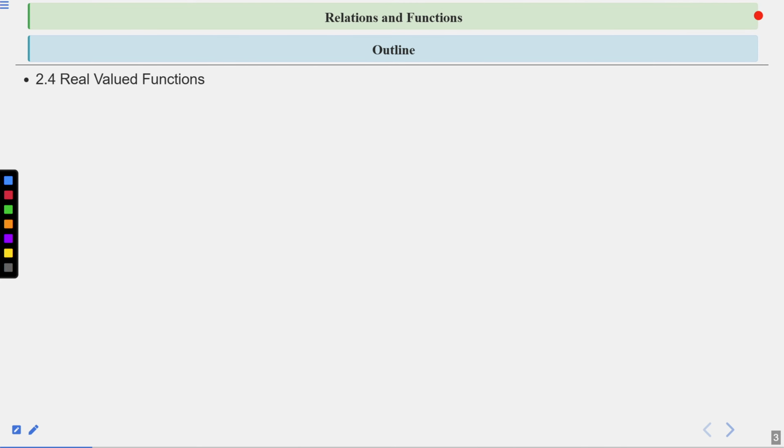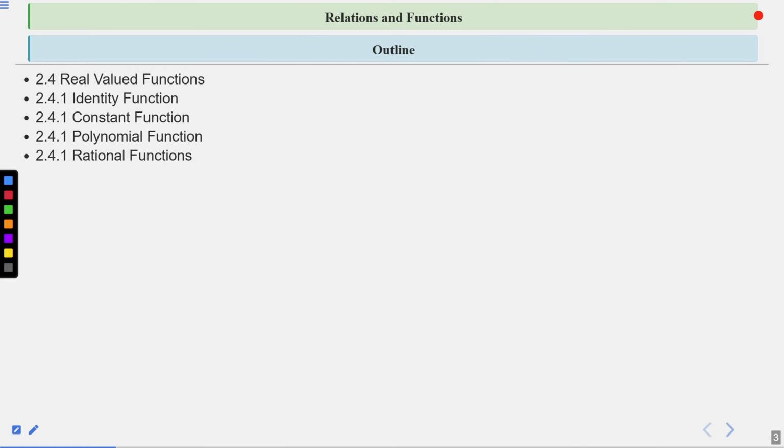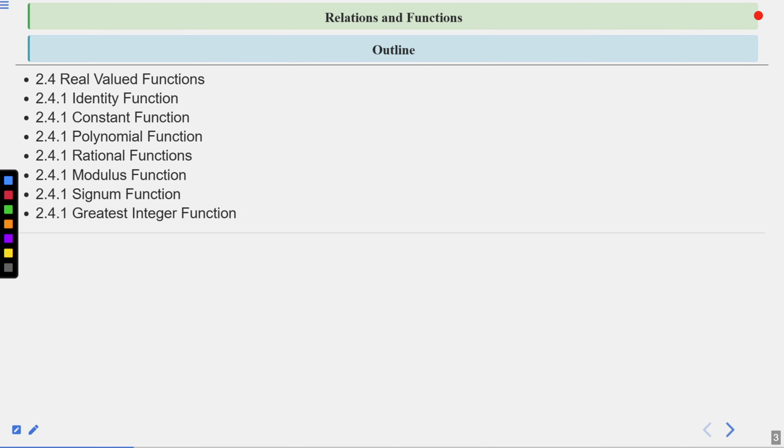So in today's session, we will be seeing about a real valued function. Then we will be covering some standard functions which are very important, such as identity function, constant function, polynomial function, rational function, modulus function, Signum function, and greatest integer function. We will be seeing their definitions, their domain, codomain, range, as well as their graphs. Clear?